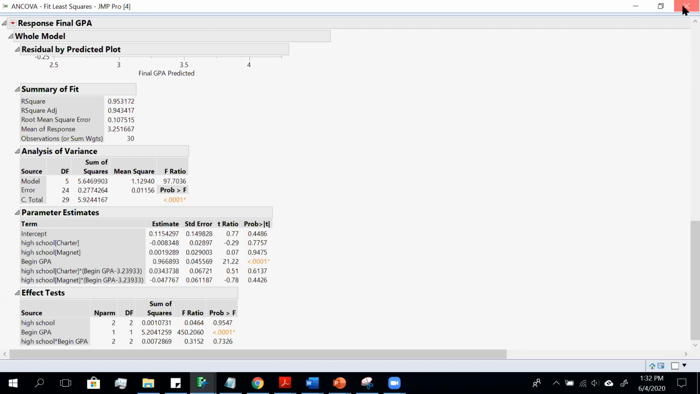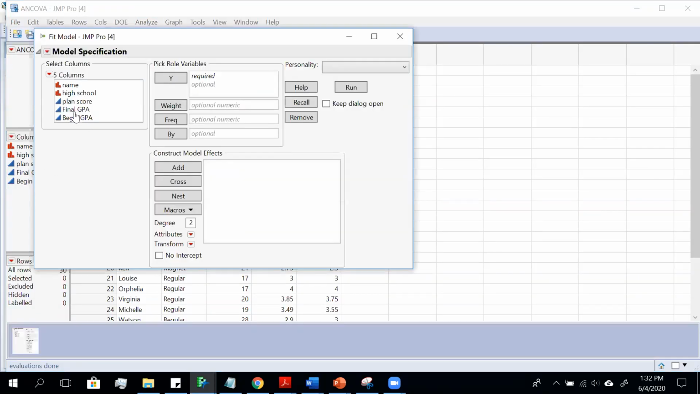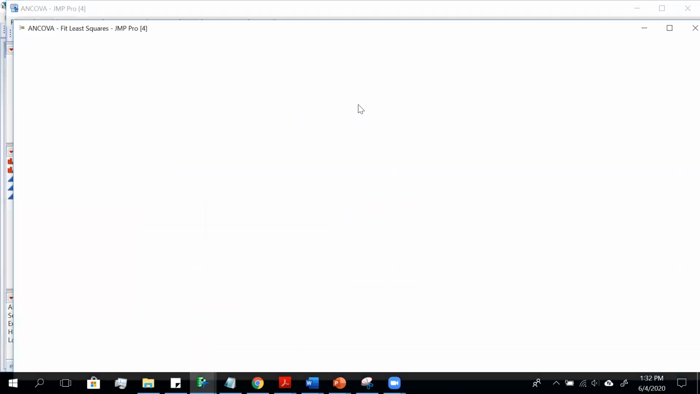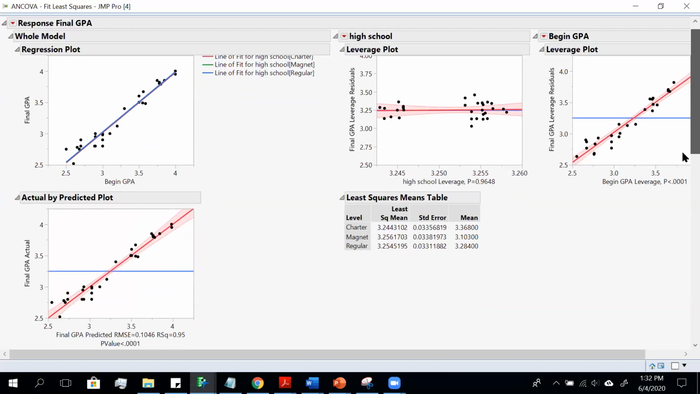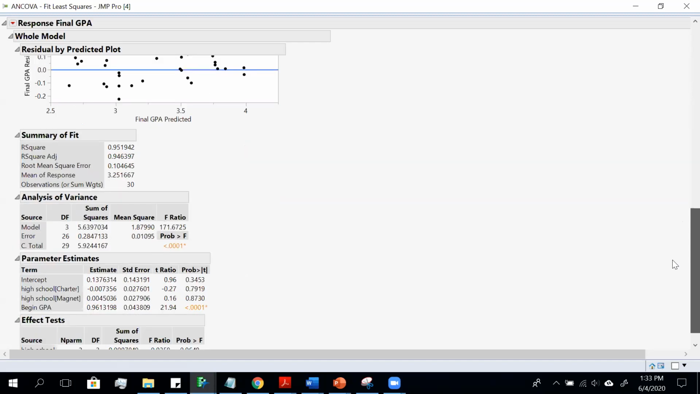And this time when I proceed, I'm going to examine my fit model. I'm going to put my final GPA up here. That's my dependent variable. I'm going to put my group in here as well as my covariate. I'm going to equalize everybody as if they all have the same GPA. I click run. I know the F before wasn't significant. So down here, analysis of variance. It's significant now.